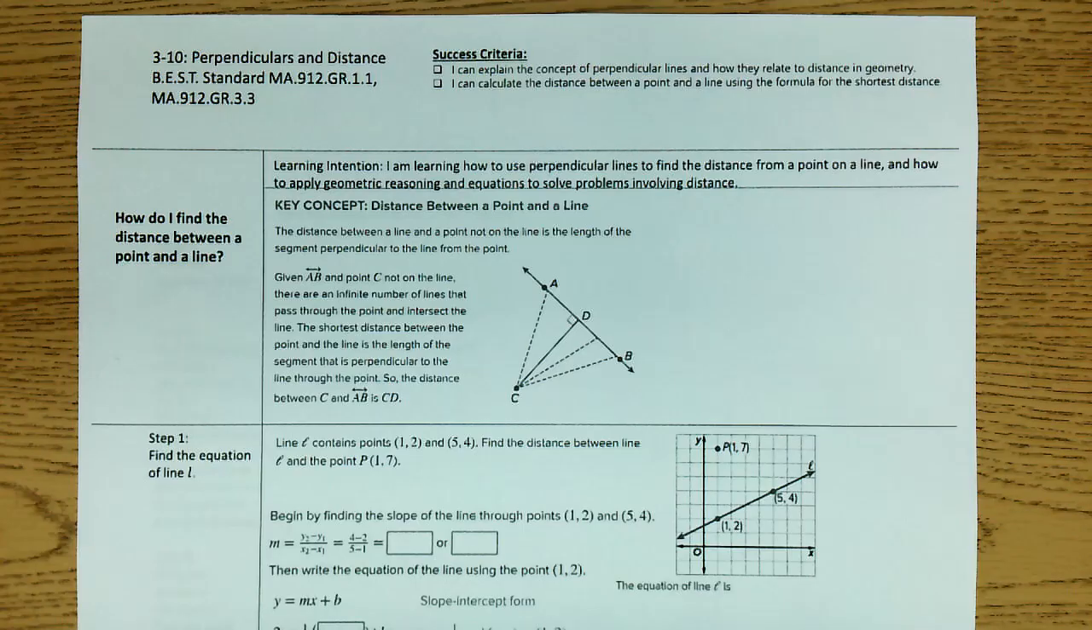So, let's take a look at this top little concept right here, distance between a point and a line. I'm going to give you a couple seconds to read it, or just pause the video for a second. If I start talking again and you're not done reading, pause the video again, because that's going to be a big part of that top success criteria, the understanding of the concept. So the distance between a line and a point not on the line is the length of the segment perpendicular.